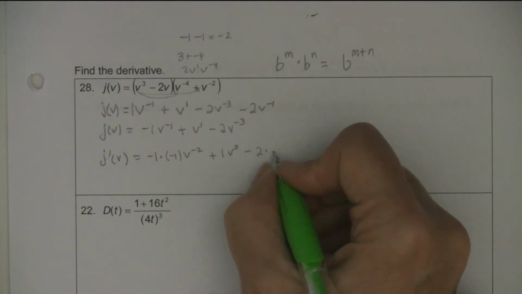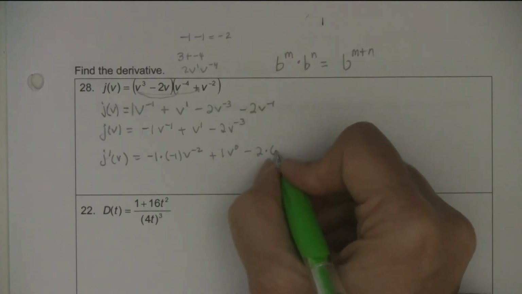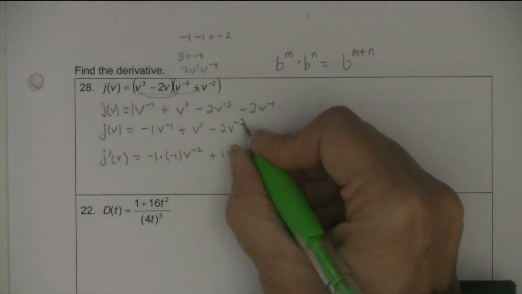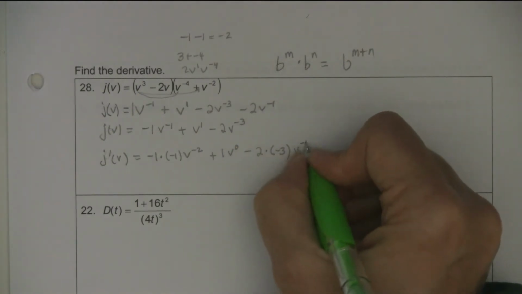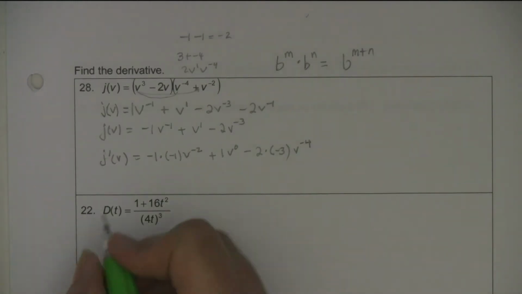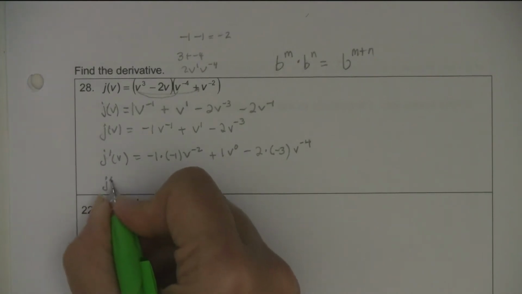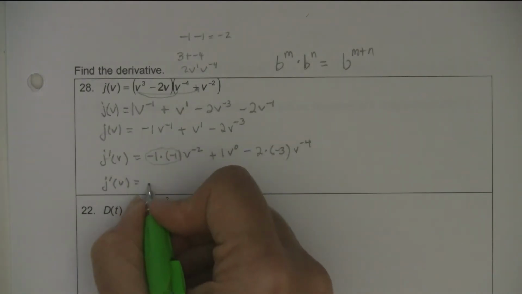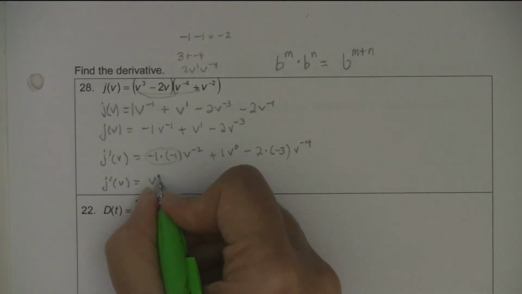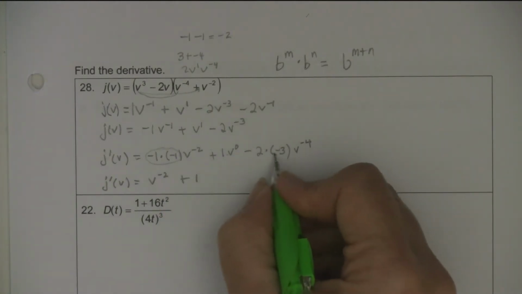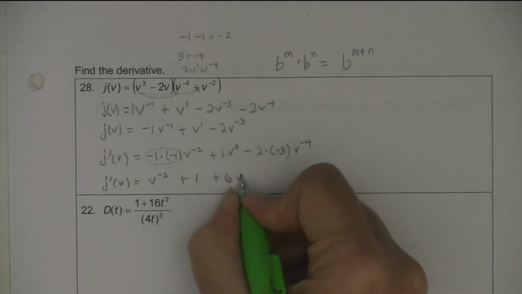Constant multiple rule. You move the -3 down in front, better use parentheses, otherwise it'll start looking like a subtraction, and you take away 1. -3 take away 1 is -4. And then now I'm going to clean it up, and yes, I realize that many of you can do that in your head, and all of you will be able to do it in your head before it's said and done. So here I get 1, which you wouldn't have to write if it's your coefficient, so v to the -2. This is just 1 plus 1, and then this is +6, v to the -4.